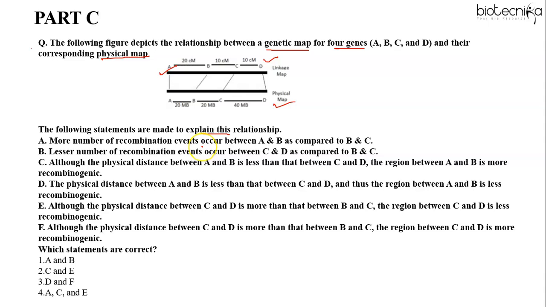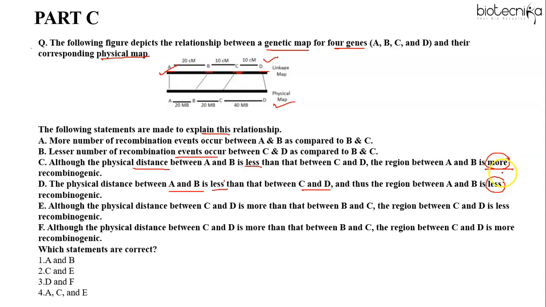Statement A is: more recombination events occur between A and B as compared to B and C. On the other hand, statement B is: fewer recombination events occur between C and D as compared to B and C. And then we have statements C and D. They are contradictory. According to statement C, the physical distance between A and B is less than that between C and D, and the region between A and B is more recombinogenic. Whereas statement D is that the physical distance between A and B is less than between C and D, and thus the region between A and B is less recombinogenic. So here you can see they have just changed. In this question, only one word is changed in these 2 statements.